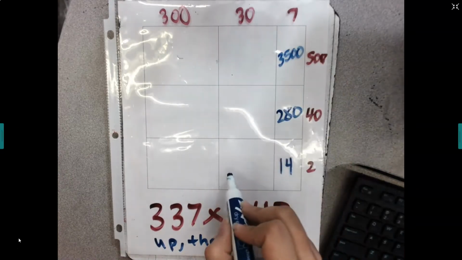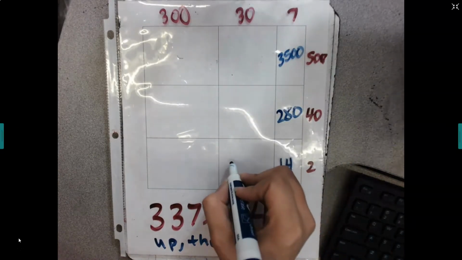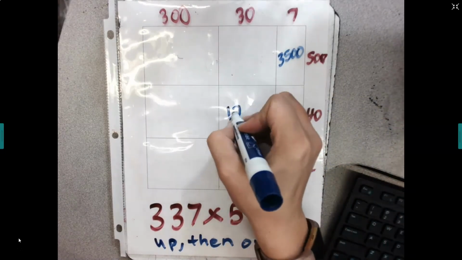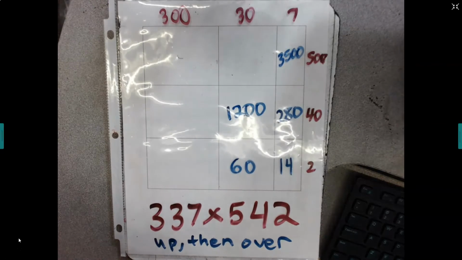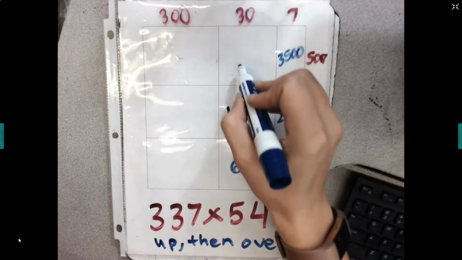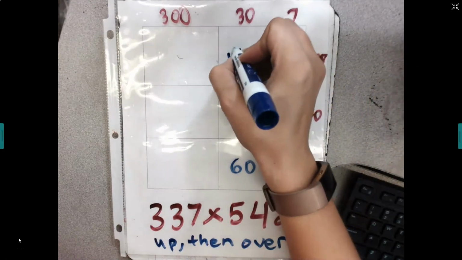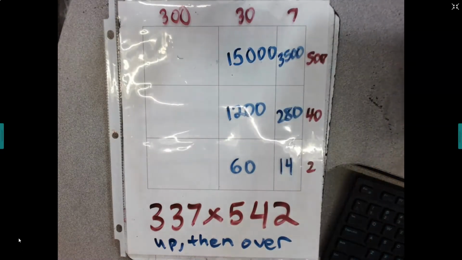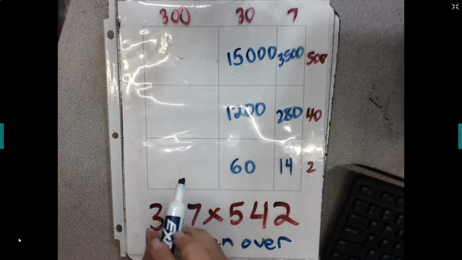Okay, I look up to 30, over to 2. 30 times 2 is 60. Up to 30, over to 40. 40 times 30 is 1,200. Up to 30, over to 500. 30 times 500 is 15,000. Okay, I'm just using my knowledge of tens and my basic facts.